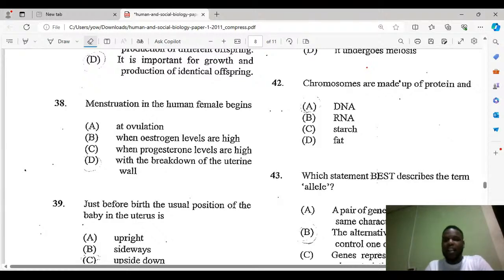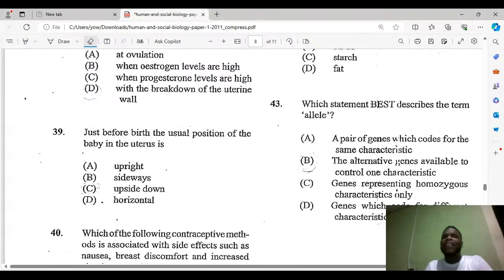We move on. What does RNA stand for, by the way? Anybody know? That's ribonucleic acid. Very good.